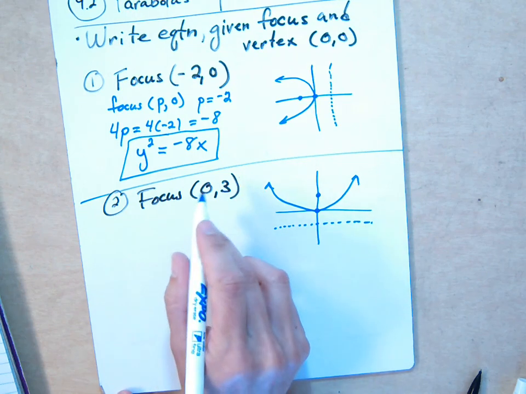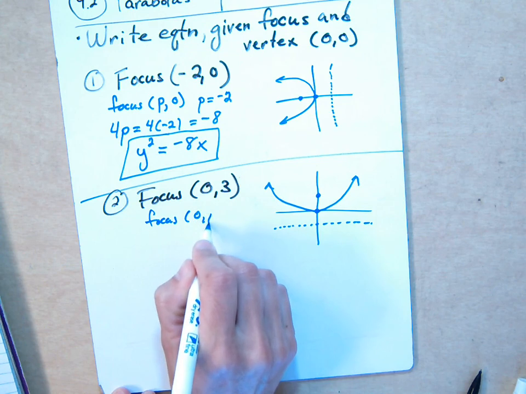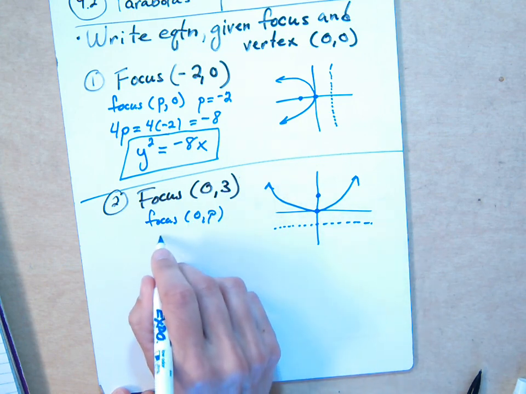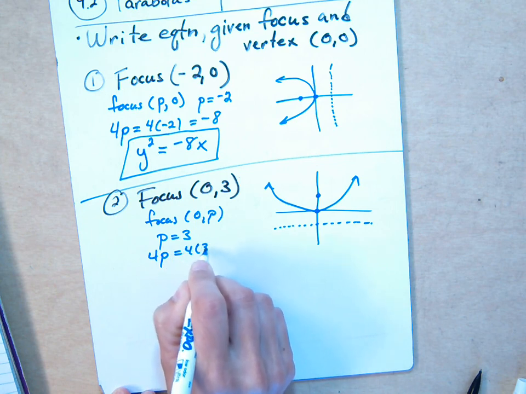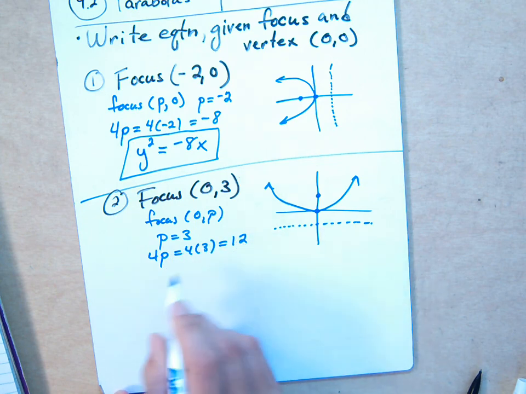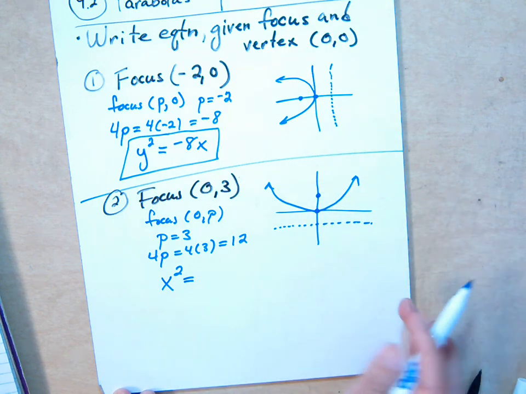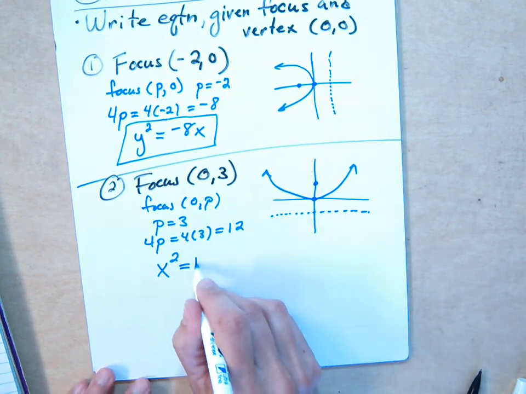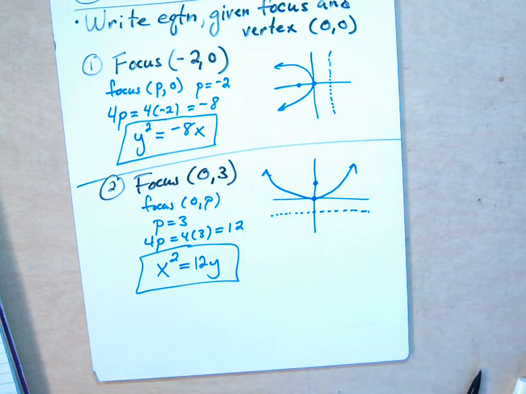And so the focus for this, from your formulas, is 0, p, so just match it up. p is 3, which means 4p is 12, so it's x squared this time. Since it opens along the y direction, x squared equals 4py. So you'll either be asked to do that, or if I just tell you the directrix, you should be able to come up with the equation.